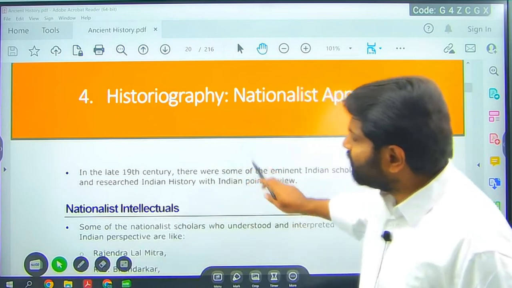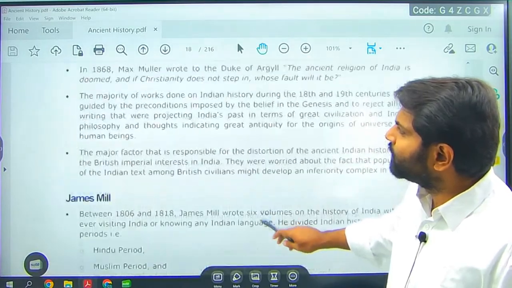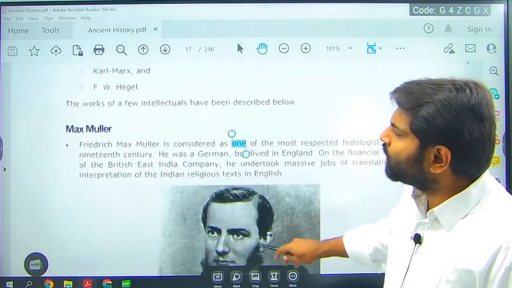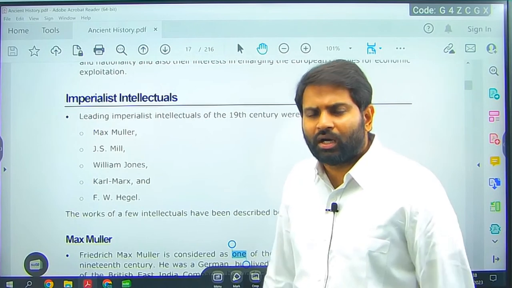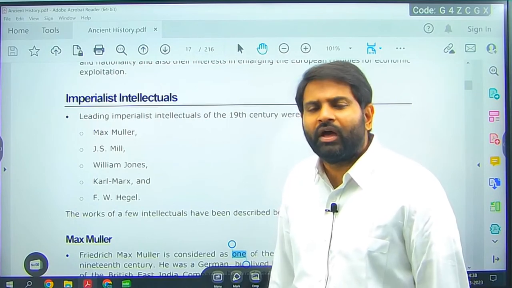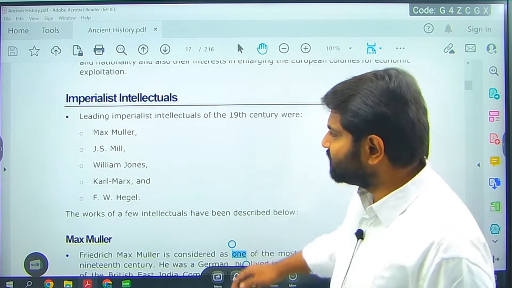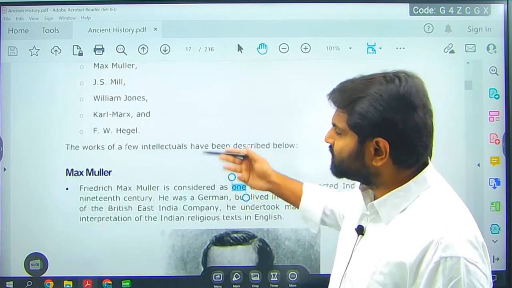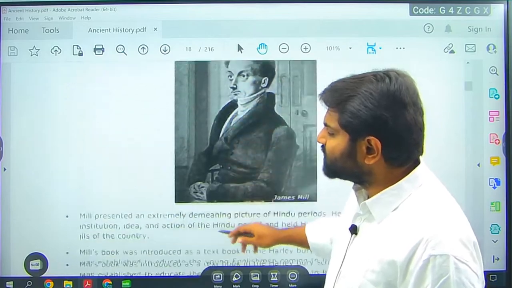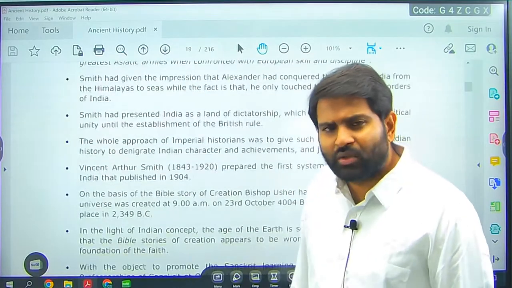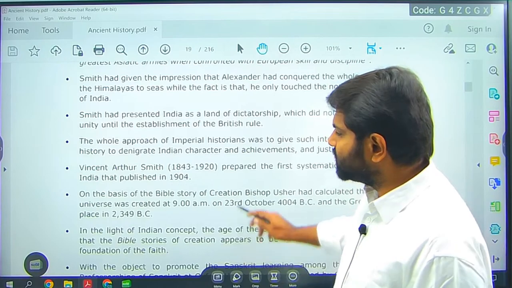So remember these people: V.S. Smith, James Mill, John Stuart Mill, Max Muller. These are the important people when you talk about imperial historians. Imperialists who wanted to justify colonial rule always wanted to downsize the history of India and named Hindus as a reason for everything. Max Muller, J.S. Mill and his son John Stuart Mill, James Mill, William Jones, Karl Marx, Hegel, these are a few people. But remember, the agenda is to clearly downsize the history of India. They had a racial and clearly religious bias.